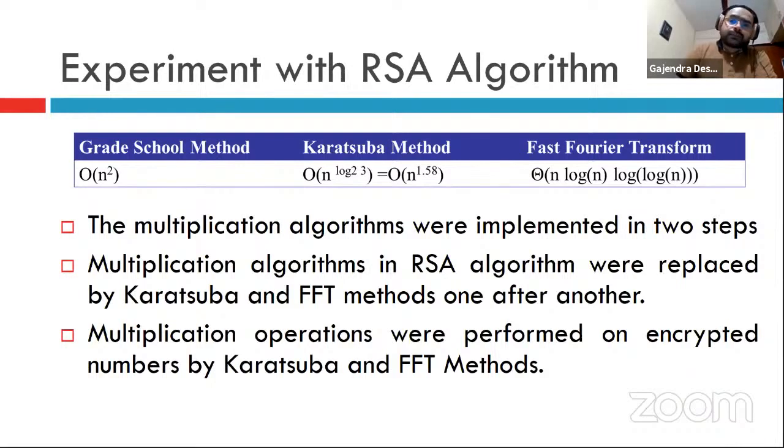Now these algorithms will perform better when the number of digits in the number increases. For numbers which have fewer digits, your grade school method may perform better, but for numbers which have thousands of digits, in that case Karatsuba and fast Fourier transform will give you better results. So what we had done is the multiplication algorithms were implemented in two steps. The multiplication algorithms in the RSA algorithm were replaced by Karatsuba and FFT methods, one after the other, and multiplication operations were performed on encrypted numbers by Karatsuba and FFT methods.